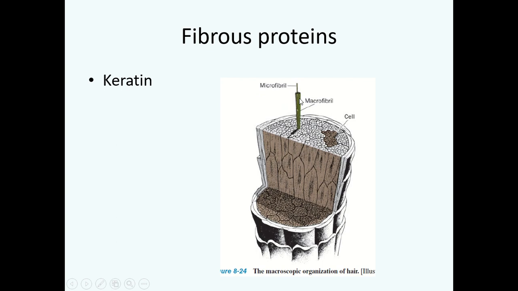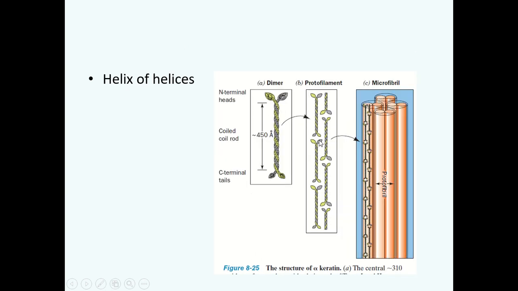Many such microfibrils form a macrofibril. And a lot of these macrofibrils, along with associated cells, make the entire hair. So this is the structural organization of keratin found in hair. So keratin is a helix of helices. It's a helical protein in which the monomers are arranged in the form of helices, and then these helices are further organized into higher order helical structures.